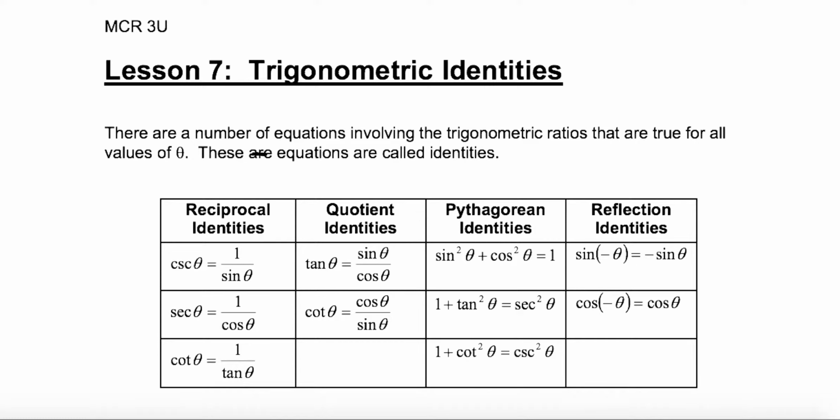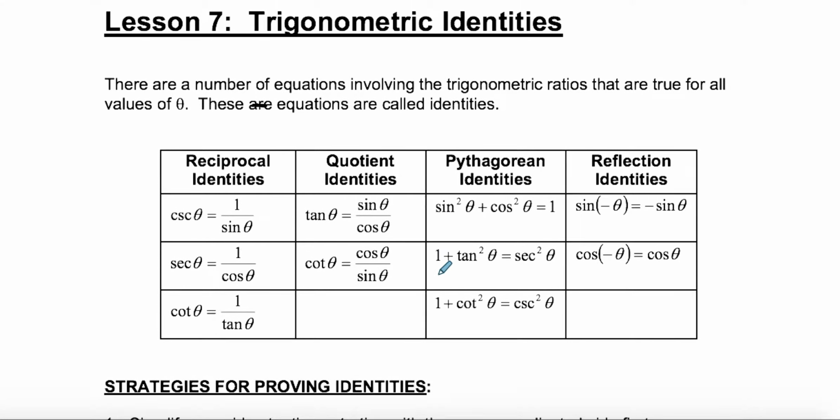So we're going to have a table. Usually you'd get this on a formula sheet. These are identities that we kind of just take for granted that they are true. Some of these you maybe haven't seen.